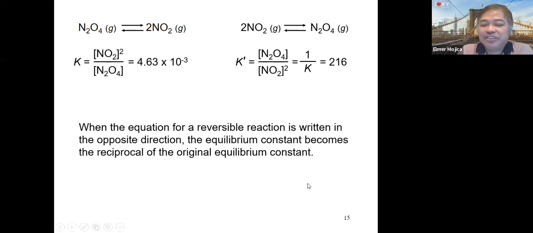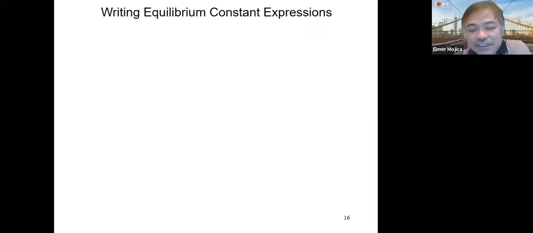So when the equation for a reversible reaction is written in the opposite direction, the equilibrium constant becomes the reciprocal of the original equilibrium constant. So far, what we have learned is summarized in this slide.